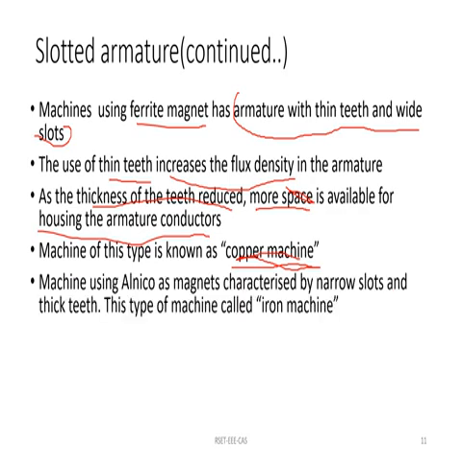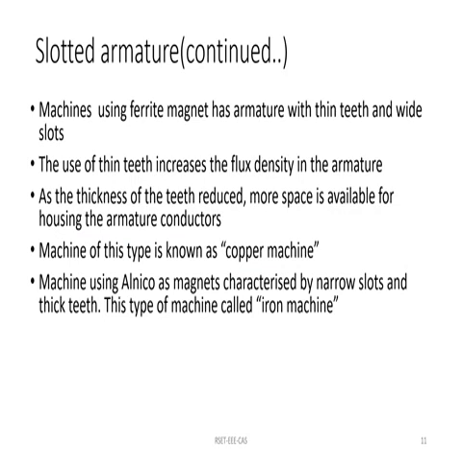And we have another type of slotted armature construction, and this is used where the permanent magnet is alnico. If the stator has alnico as the permanent magnet, in the armature we can use narrow slots and thick teeth. This type of machine is known as iron machine.